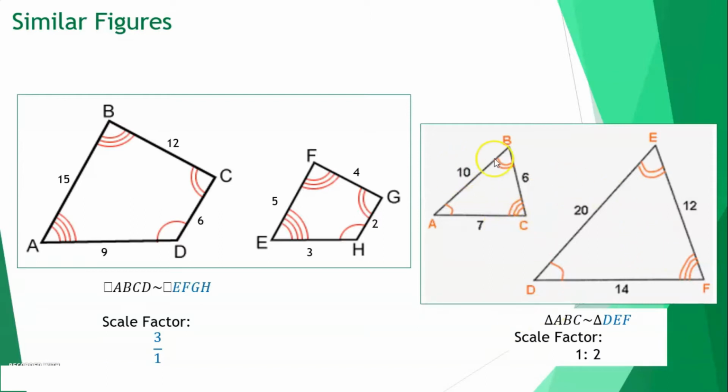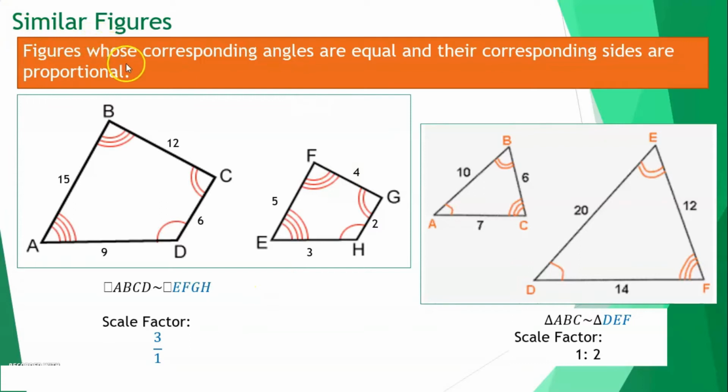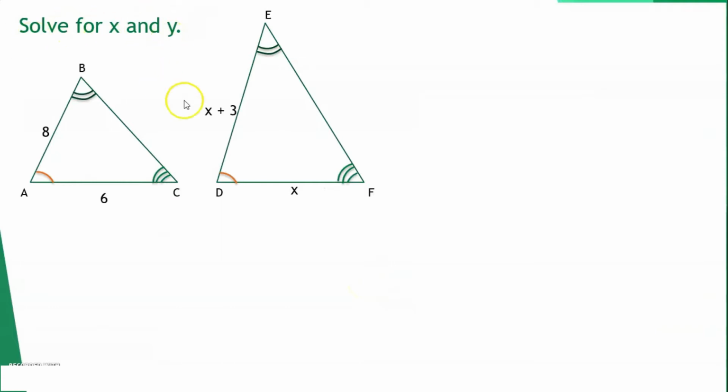So meaning the side measures of the smaller triangle are doubled in order to get the measurements of the bigger triangle. In this case, when you say similar figures, these are figures whose corresponding angles are congruent and whose corresponding sides are proportional. Let's have this one. Solve for x and y.